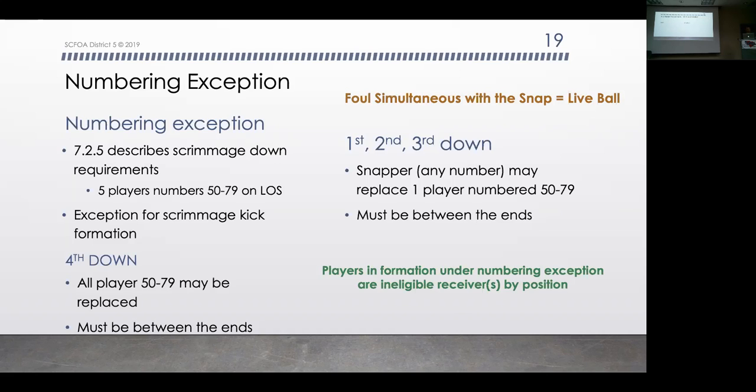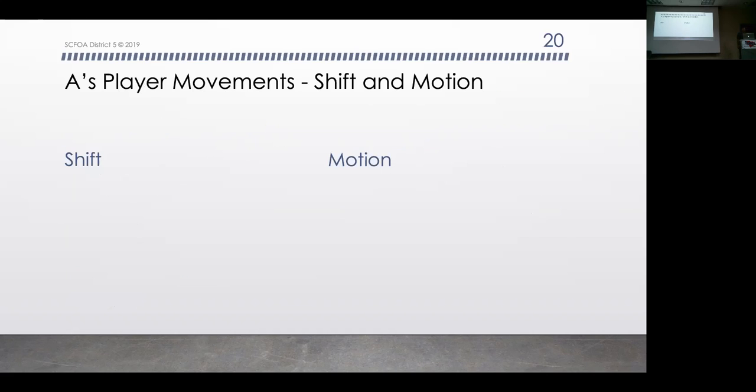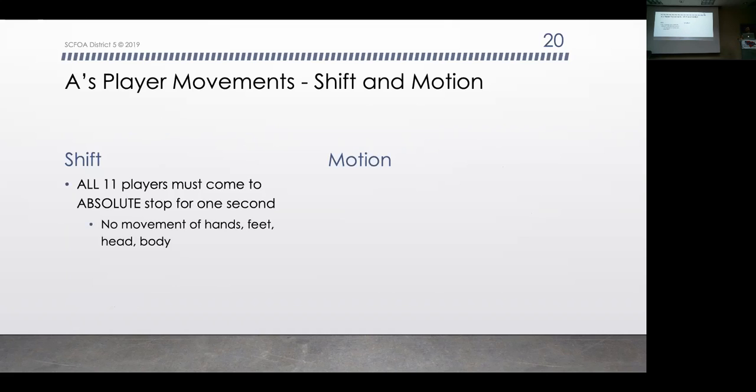All right, some other limitations for A. A's player movements are limited. We have shift and we have motion. A shift: all 11 players must come to an absolute stop for 1 second. No movement of their hands, feet, head, or body. All 11 players must come to a stop before the ball is snapped. Only 1 player may be in motion at the snap, and if he's in motion, he has to be parallel to the line of scrimmage.